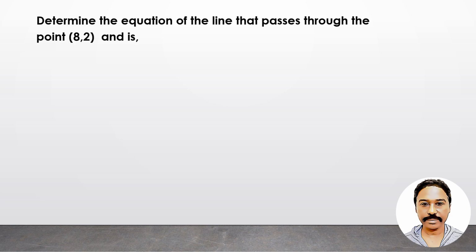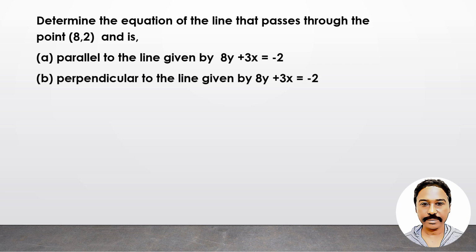Third example, determine the equation of the line that passes through the point (8, 2) and is parallel to the line given by the equation, or in part B, perpendicular to the line given by 8y plus 3x equals minus 2, which is the equation of the same line. So we would like to find the equation of the line that passes through the point (8, 2) and is perpendicular to the line or parallel to the line.